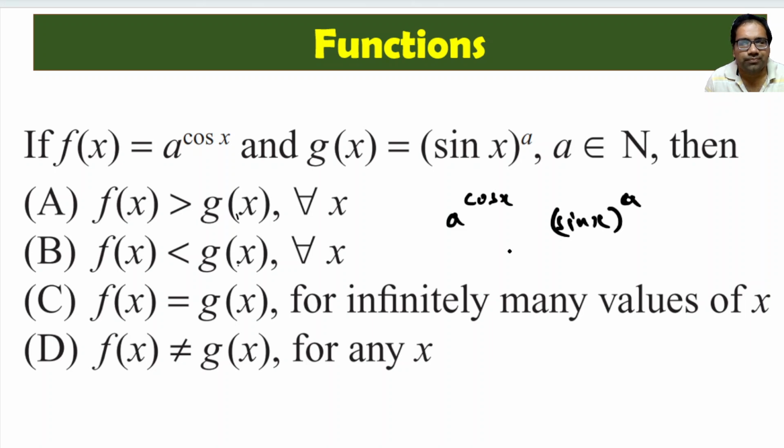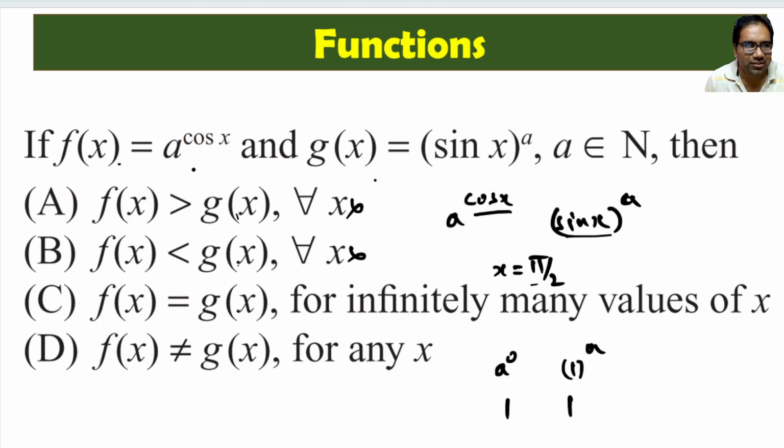So, if we take x as pi by 2, what is cos pi by 2? Cos pi by 2 is 0, so this is a power 0. And what is sin pi by 2? Sin pi by 2 is 1, so this is 1 power a. And a is a natural number. 1 power anything is 1. A power 0 is 1. So when x equals pi by 2, f of x is equal to g of x. That means this is wrong. This is also wrong, because here it is given this should always be greater than this, and here it is given this should always be less than this. But we have figured out that for x equal to pi by 2, these two are equal.